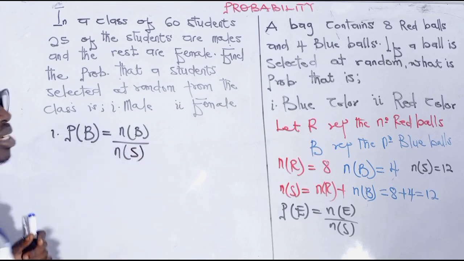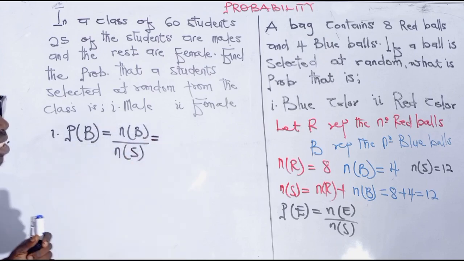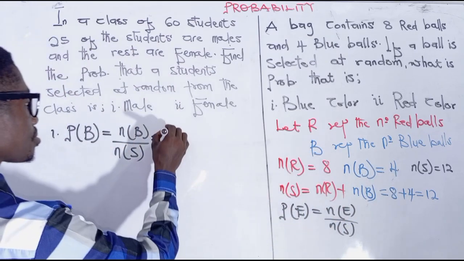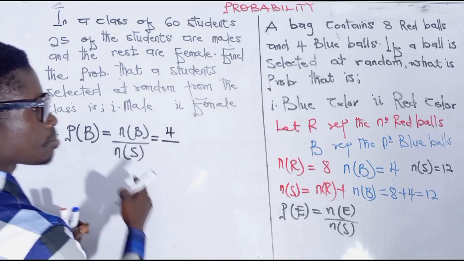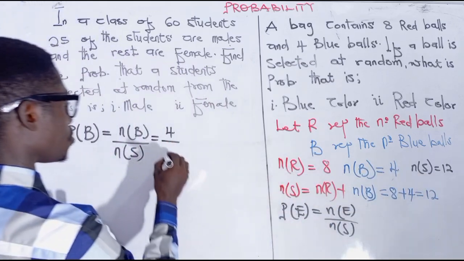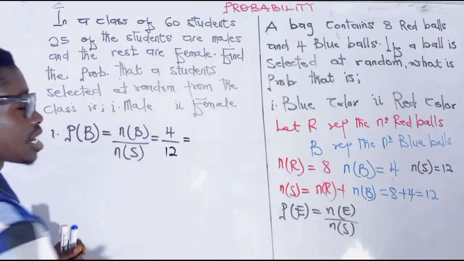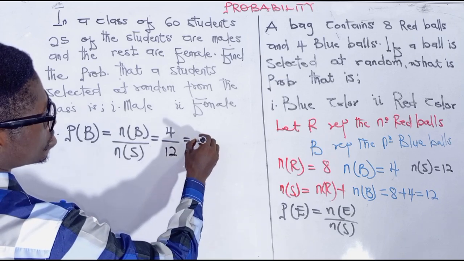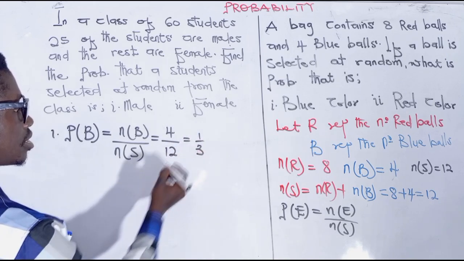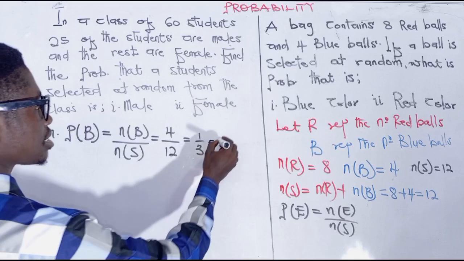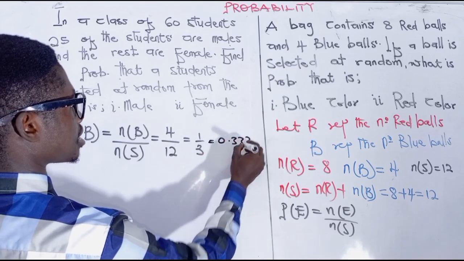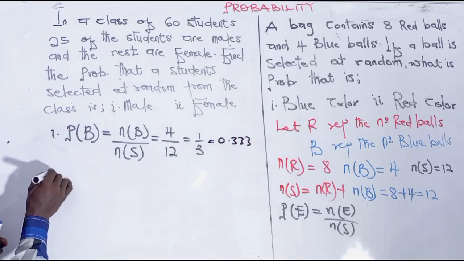Let's start with the first one. We want to find the probability of picking a blue ball from the bag. This is the number of blue balls in the bag all over the number of balls in the whole bag, that is the sample space. Number of blue balls in the bag, we have 4, all over the sample space, 12. You can break it down to get 1 over 3, which is the same as 0.3333.